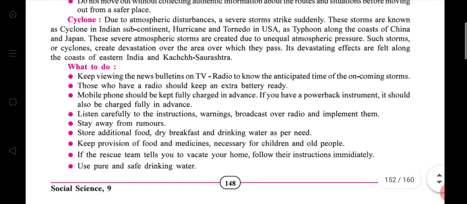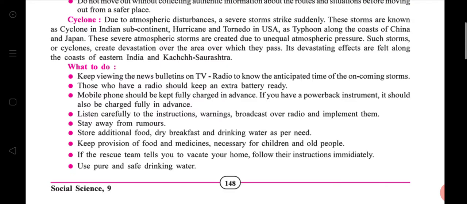Okay, so cyclone is also a natural disaster. Due to atmospheric disturbance, a severe storm strikes suddenly, and these storms are known as cyclones in the Indian subcontinent. Hurricane and tornado in USA. See, these are the words used for cyclone in different countries. In the Indian subcontinent, we say cyclone. Then in USA, tornado and hurricane, and in China and Japan, it is called typhoon. These severe atmospheric storms are created due to unequal atmospheric pressures. Such storms or cyclones create devastation over the area over which they pass, and their devastating effects are felt along the coast of eastern India and Kutch, Saurashtra.